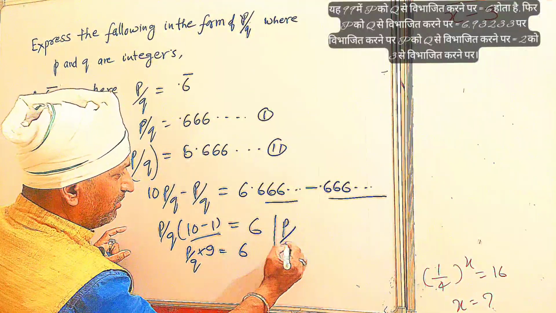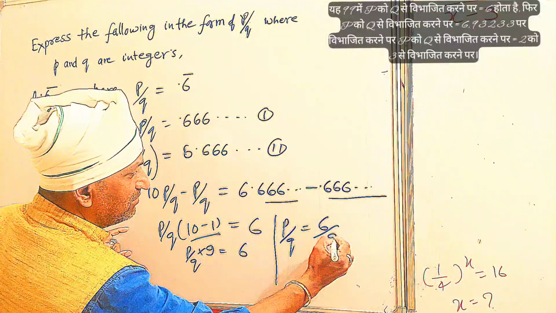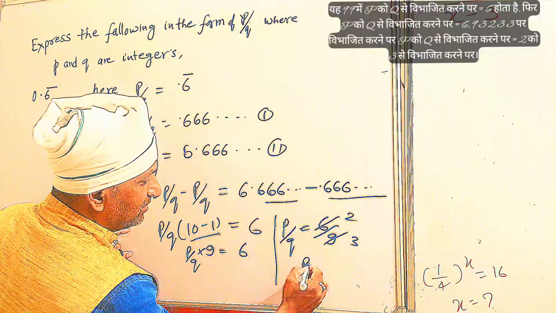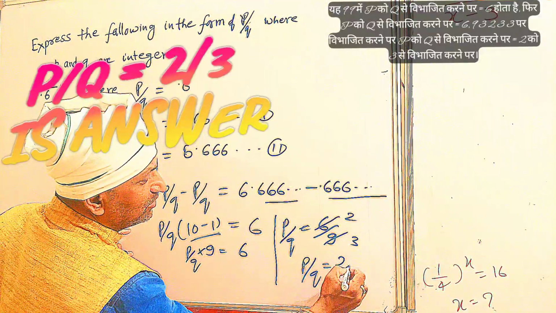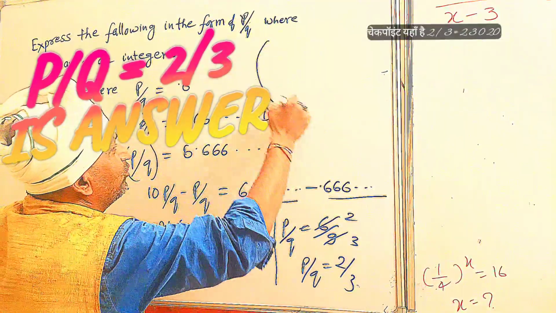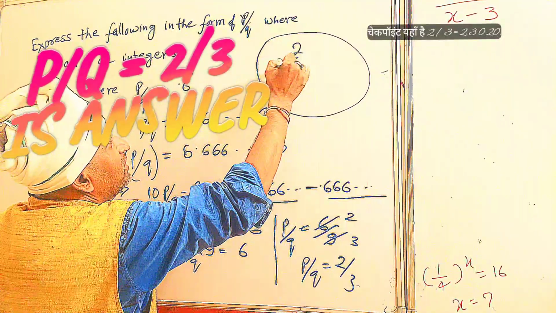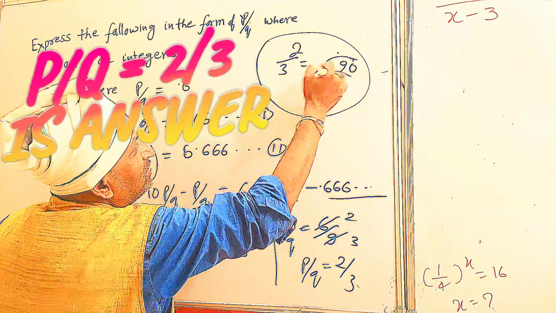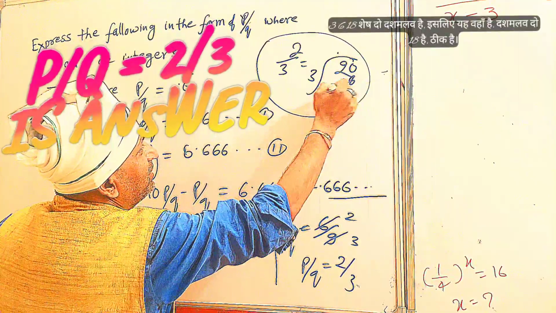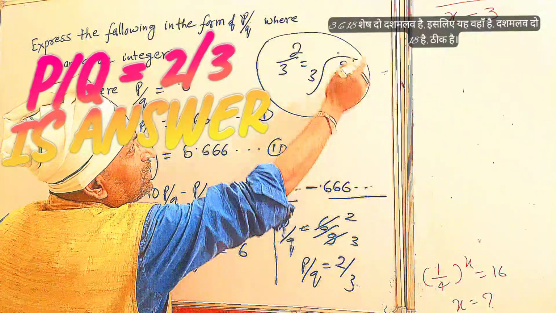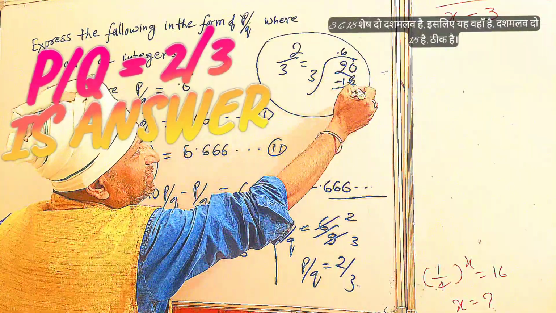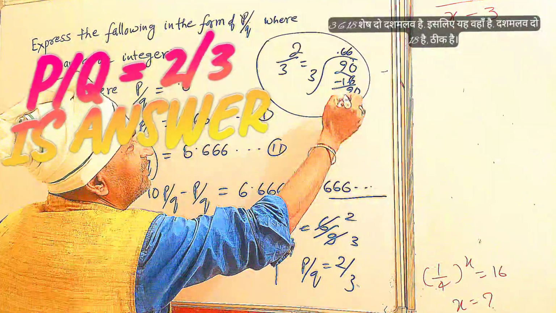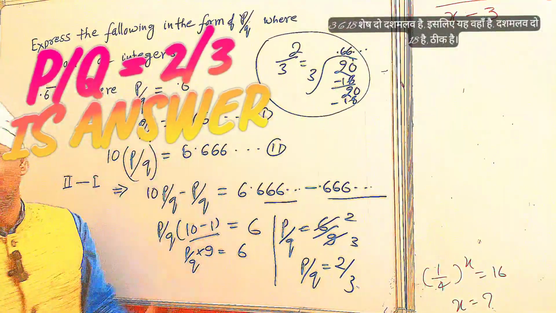Then P by Q is equal to 6 upon 9. 3 2 जा, 3 3 जा. Then P by Q is equal to 2 by 3. The check point is here. 2 divided by 3 is equal to 0.666. 3 0 जा 20, 3 6 जा 18. Remainder 2. Decimal है. That's why there is decimal 2. 18. That's it. Okay.